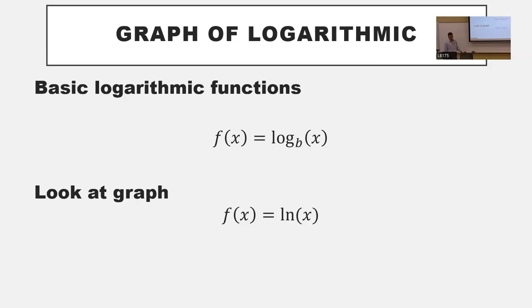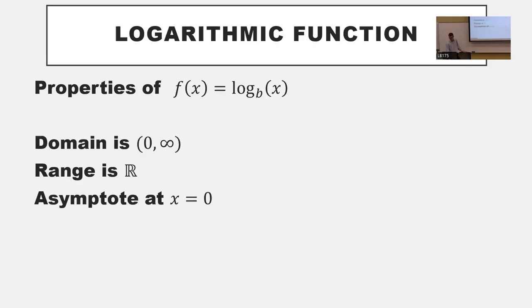Now, before we do more calculations, I want to do a little bit of graphing with our base log functions. We'll look at the graph of natural log of x, and we'll look at log base various things. So we'll start graphing. And what we'll see is that with these base log functions, the domain will be from 0 to infinity, the range will be all real numbers, and we'll have an asymptote at x equals 0.